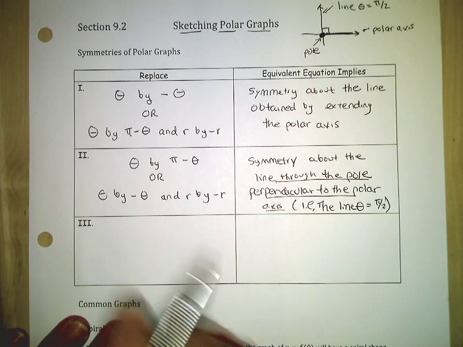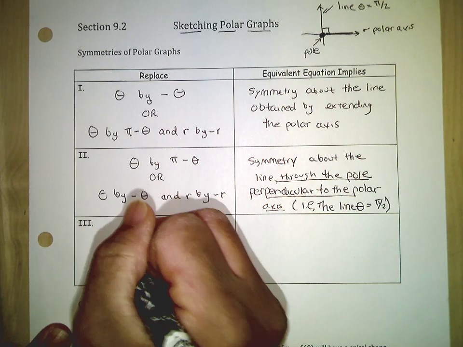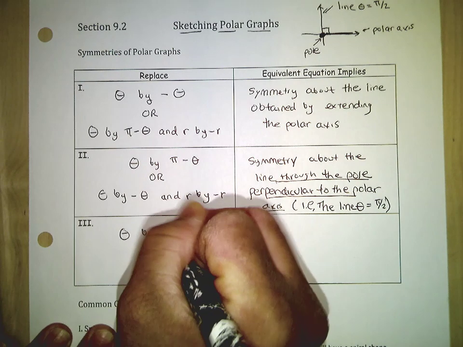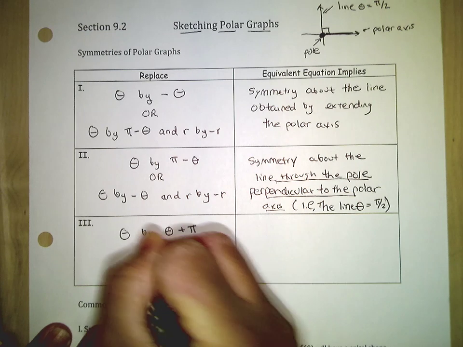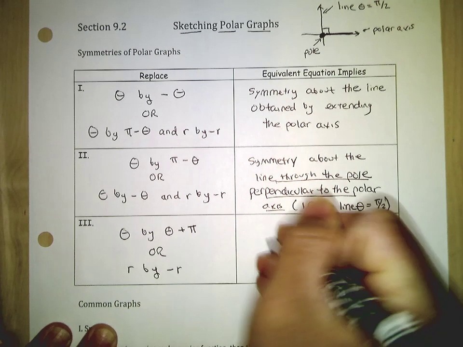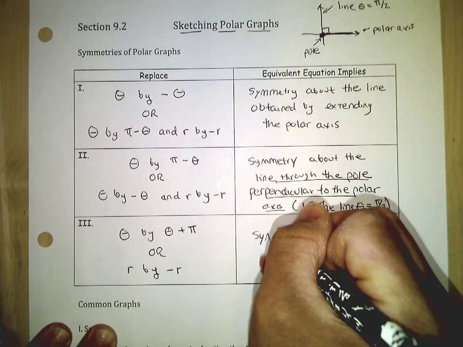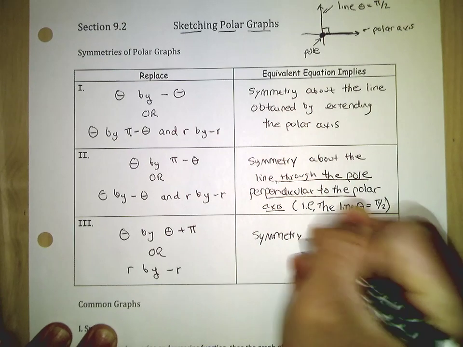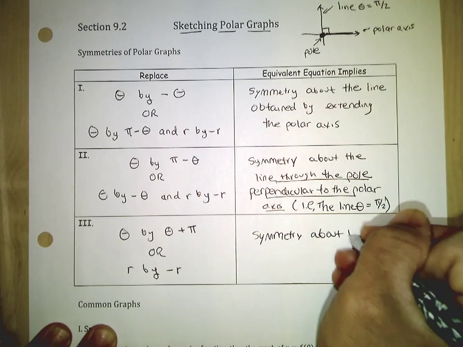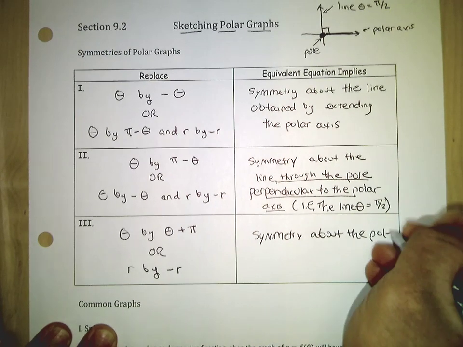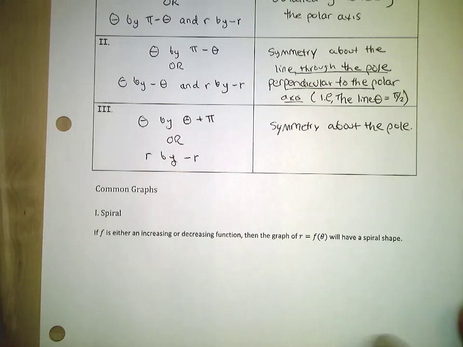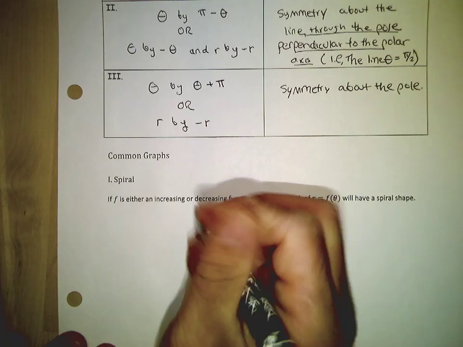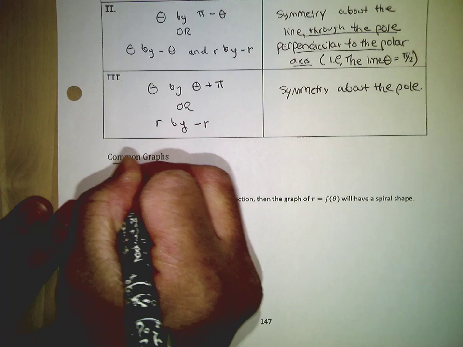Now, the third scenario is if we replace theta by theta plus pi, or r by the opposite of r, then we have symmetry about the pole. So now, before we go into this a little bit further, let's talk about some of the common polar graphs.